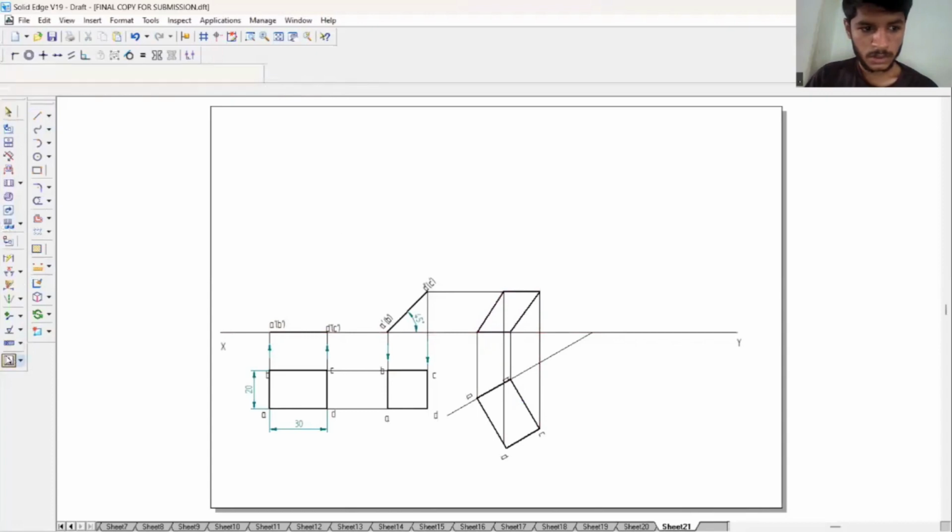Okay. Now let's give the naming D, C, A, and B. Okay. Now let's measure the angle between these two lines. 30 degrees. Yes. Now let's show from where it's moving.